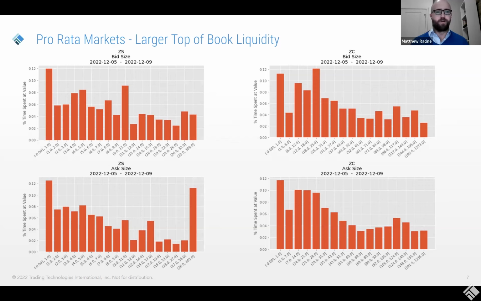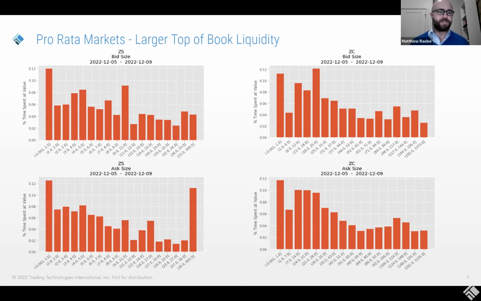Along with the team, we're hoping to put out some more literature around how we look at things. But just looking at the inside market, this is a recent sampling of the average top of book quote sizes across the same set of markets that we were just looking at. On the x-axis, it's the top of book size, in one quantity increments all the way to the end, which is an all else bucket.